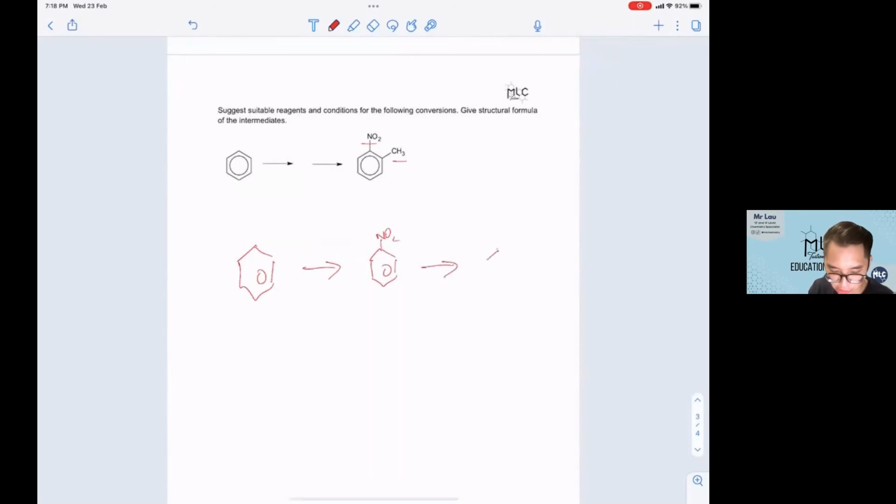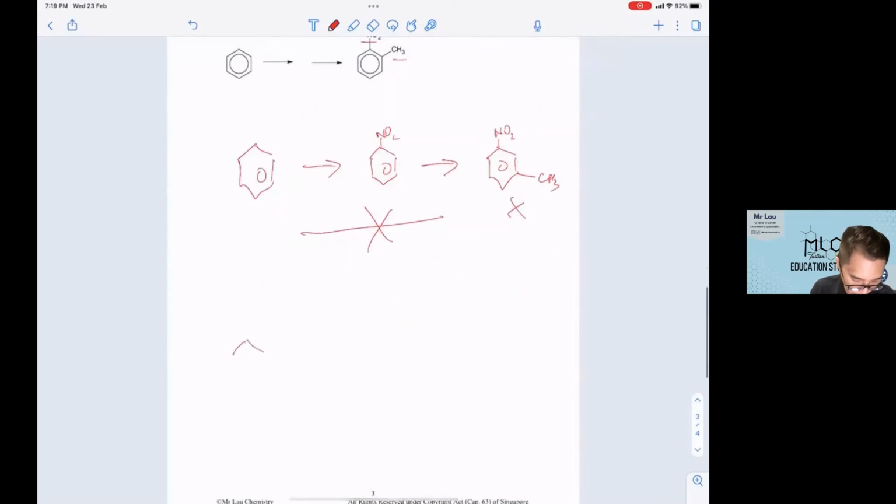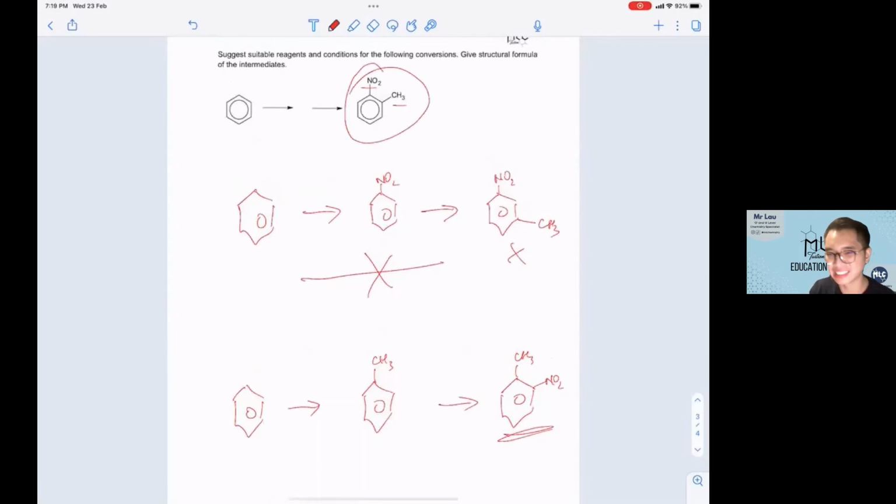If I want to put in the CH3 later on, the CH3 must come in the position which is third position with respect to NO2. And this is not the product I want. So therefore, this tells me that this is not the correct process. So instead, what you should do is to add the CH3 first. Okay, and because CH3 is 2,4 directing, your NO2 will then enter in the second or fourth position. And this product is the same. Okay, it's just a rotation of it.